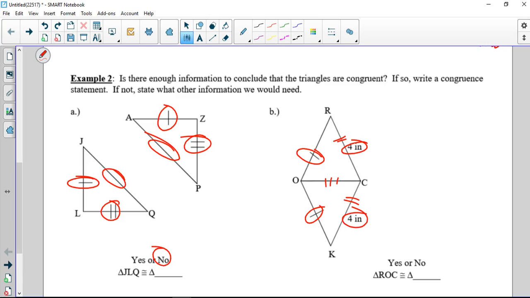So ROC. We start up at R and we go down Highway 1 to O. So we're going to start at K and go down Highway 1 towards O. So ROC is going to be KOC. Congruent.